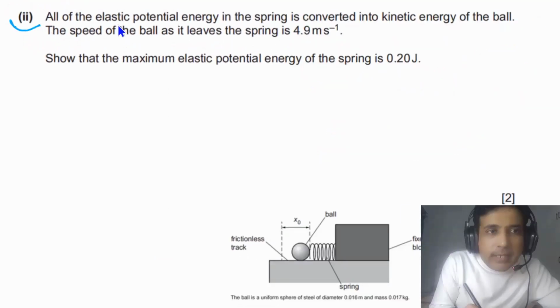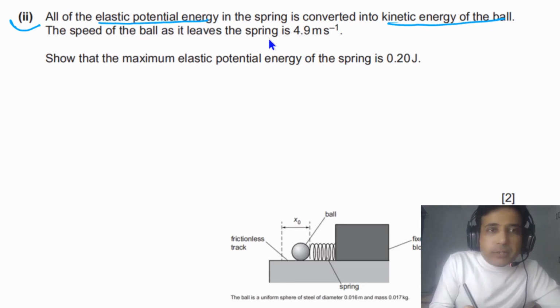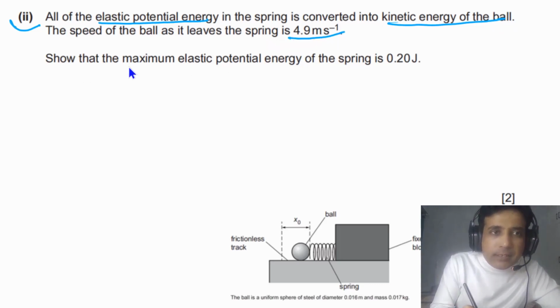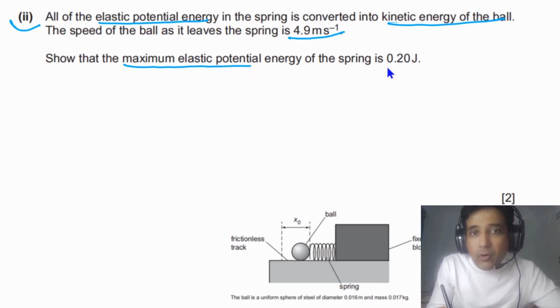For the second part, it is given to us that all of the elastic tension energy in the spring is converted into kinetic energy of the ball. The speed of the ball as it leaves the spring is 4.9 meters per second, and we need to show that the maximum elastic tension energy of the spring is equal to 0.20 joules.